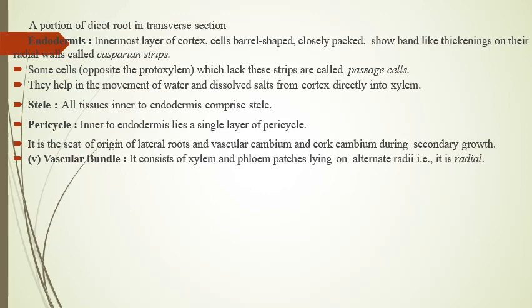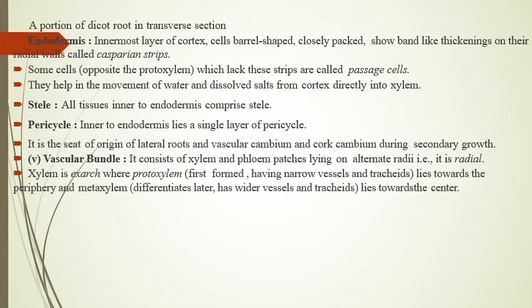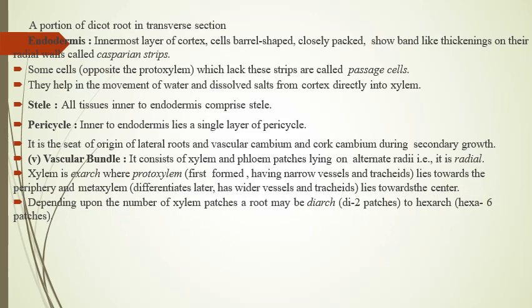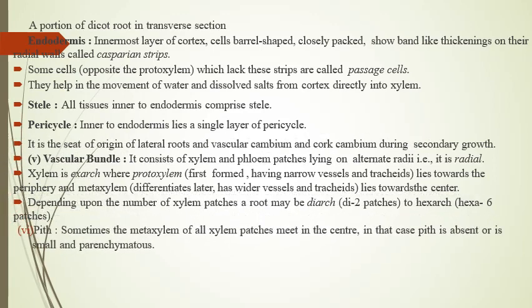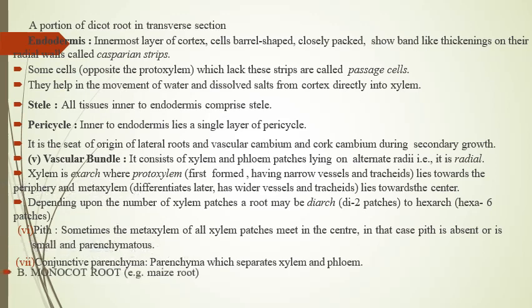Vascular bundles: they consist of xylem and phloem patches lying on alternate radii. It is radial. Xylem is exarch, where protoxylem lies towards the periphery and metaxylem lies towards the center. Depending upon the number of xylem patches, a root may be diarch to hexarch. Next is pith. Sometimes the metaxylem of all xylem patches meet in the center. In that case, pith is absent or is small and parenchymatous. Conjunctive parenchyma: parenchyma which separates xylem and phloem.